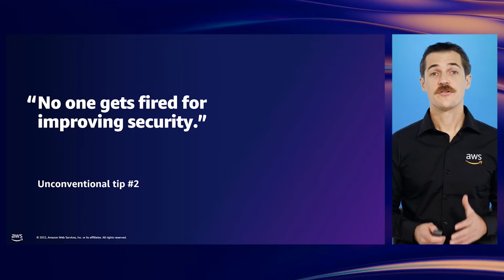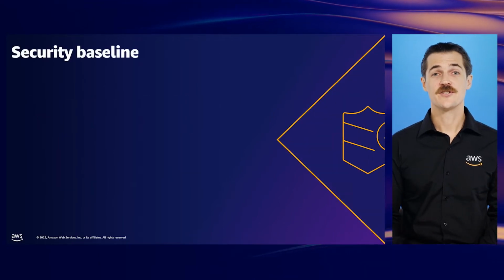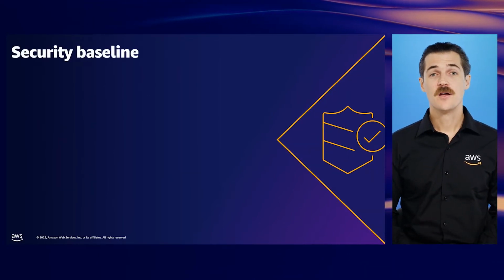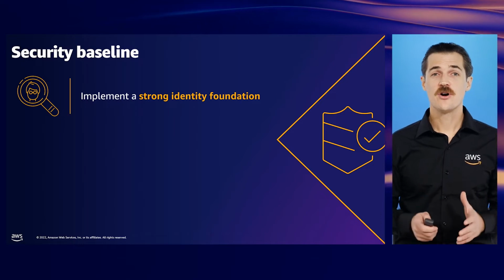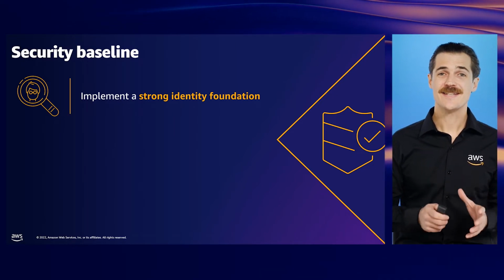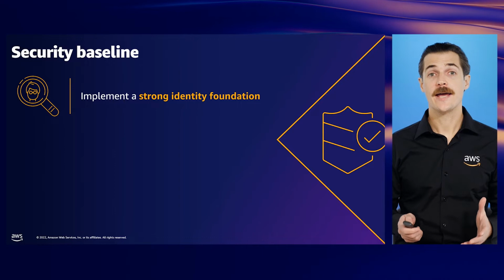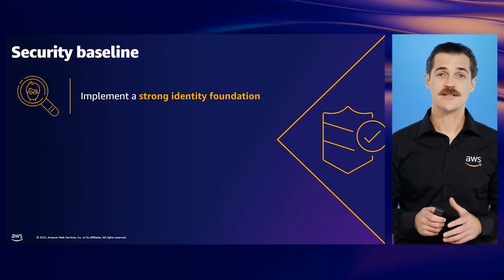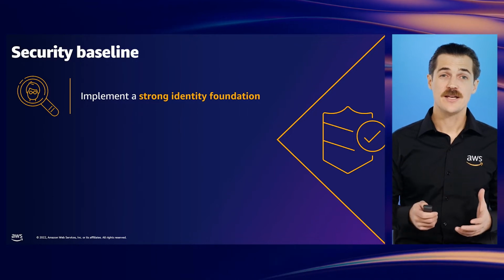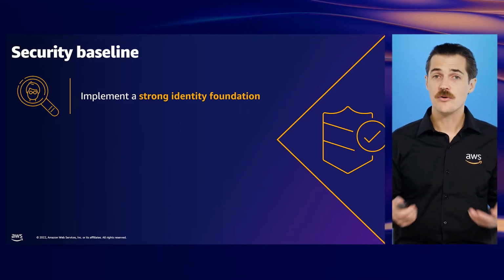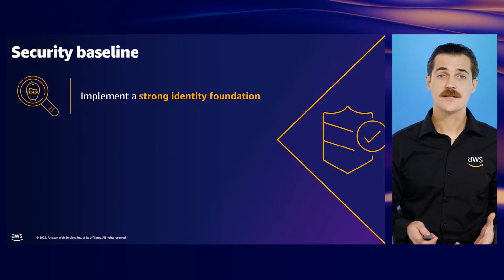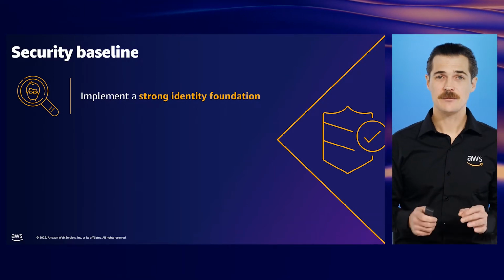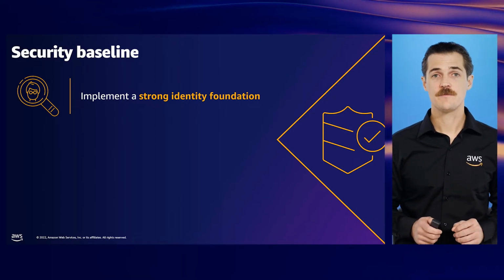There are 3 key principles for a strong security baseline. The first is to implement a strong identity foundation with Identity and Access Management, or IAM. The best way to do this is by firstly centralizing identity management, removing the need to find and disable or rotate credentials in multiple places, and giving your users a seamless single sign-on experience.